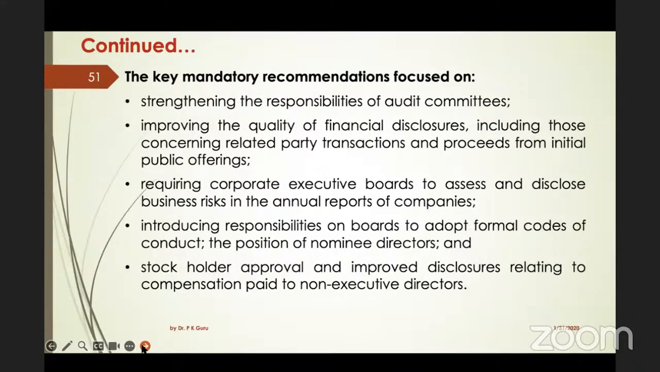What is related party transactions? Sir, a related party could be anyone related to directors or board members. It could be a subsidiary company and a parent company. Whatever transaction there is between them, you can call them related parties.